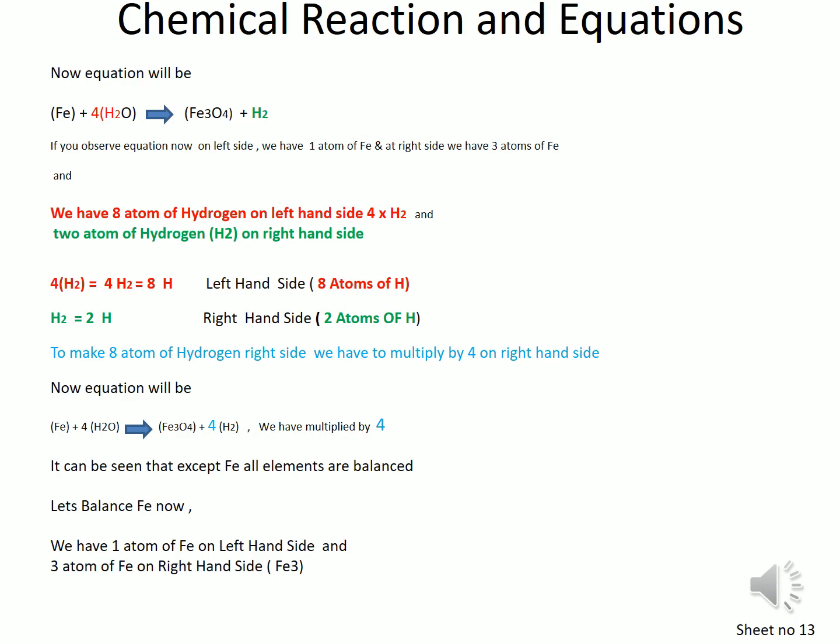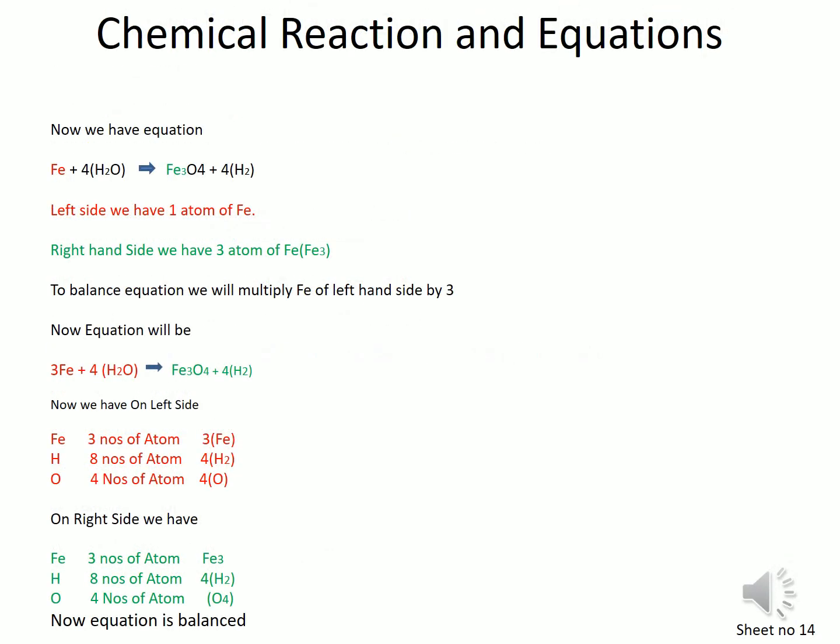Now what is remaining? Remaining is Fe. Let us see, at the left hand side we have one Fe. See, this is one Fe, left hand side Fe plus 4H2O. That means on the left side we have one Fe, and on the right hand side we have Fe3. That is 3 atoms of Fe at the right hand side. So again this has to be balanced. Now let us see balancing further Fe.